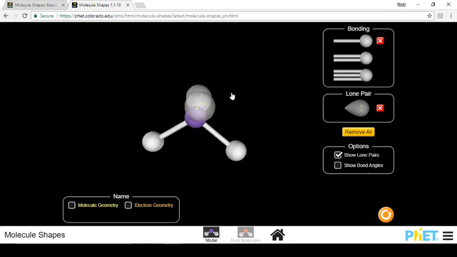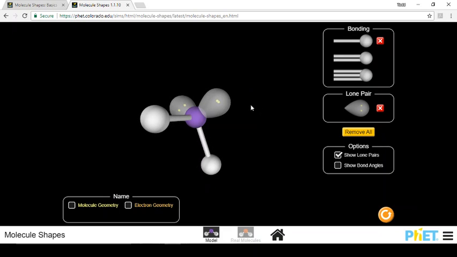So looking at these, these are our shapes that you must know for your exam for the unit.